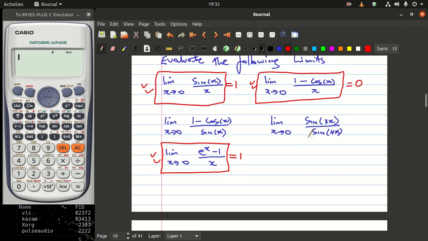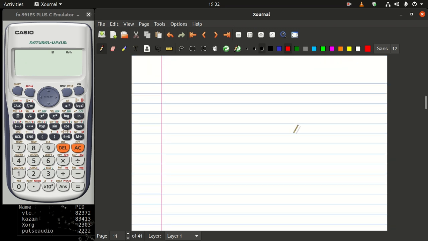Let's try and see if we can actually succeed in solving these limits. Let's see. The first one is saying this. Number 1 is saying we wanted to evaluate the limit as x approaches 0 of sine of x divided by x.